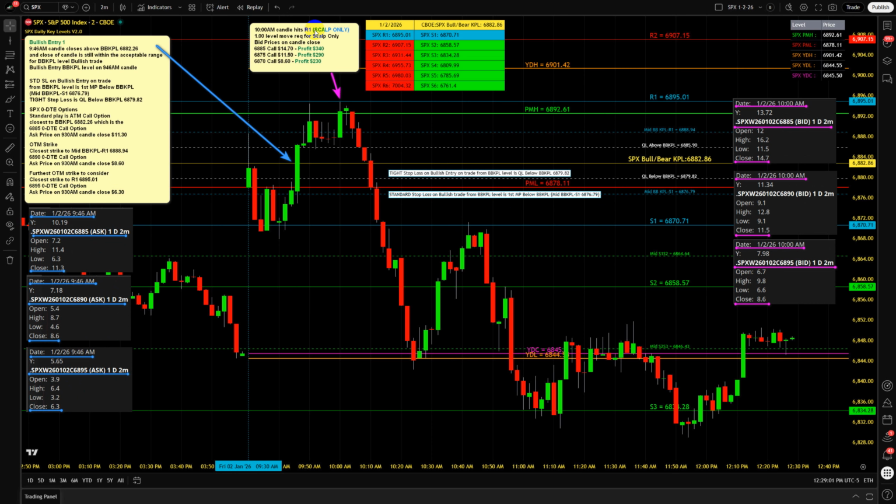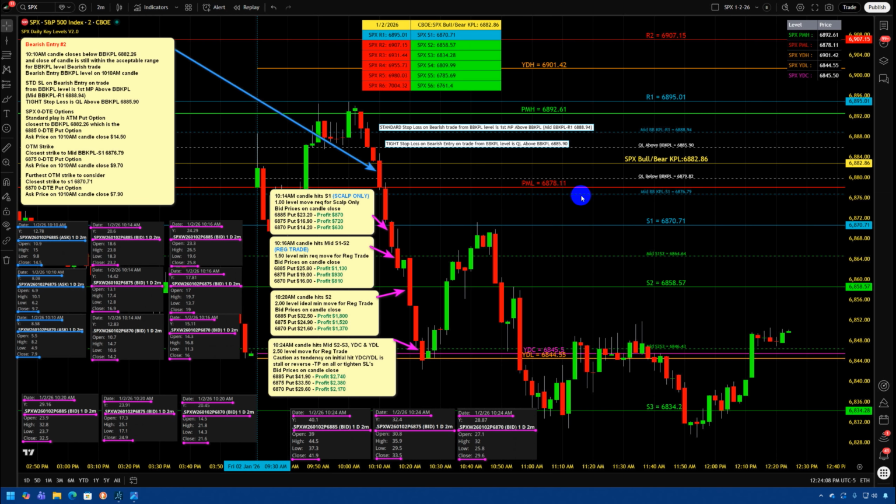Now here at 10 a.m. we have a hit of the R1 for a scalp only. As you can see, it hits R1 and backs off. And we have the bid prices on the candle close, the 10 a.m. candle. The 68.85, $14.70. That's a profit of $340 per option. The 68.90, $11.50 bid, profit $290 per option. The 68.70, $8.60 on the bid, $230 profit per option. Now we'll look at the next trade for this session.